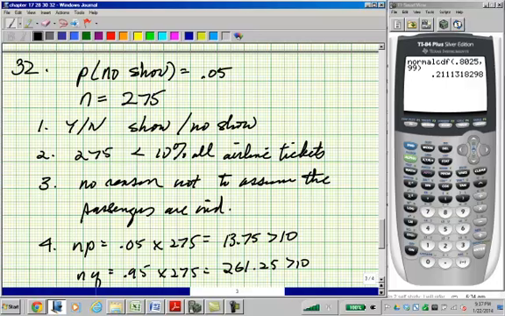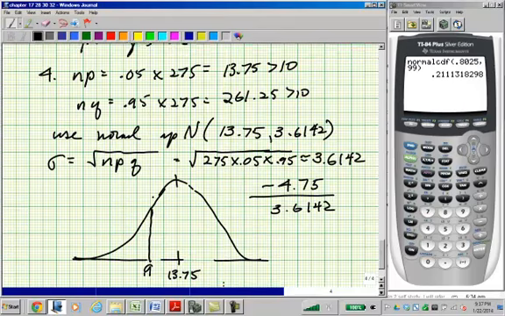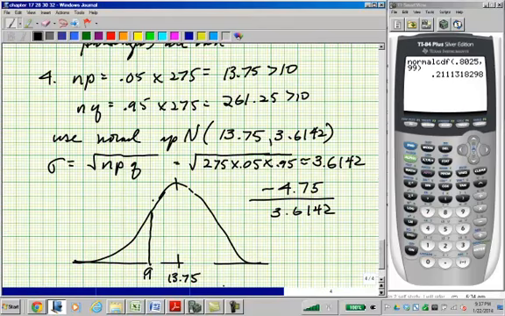And then furthermore, NP equals 0.05 times 275, which is 13.75. We're doing this in terms of no-shows, which is greater than 10, and NQ is 0.95 times 275, which is 261.25, which is also greater than 10. Okay, so we're going to use a normal model for the no-shows of 13.75, 3.6142.